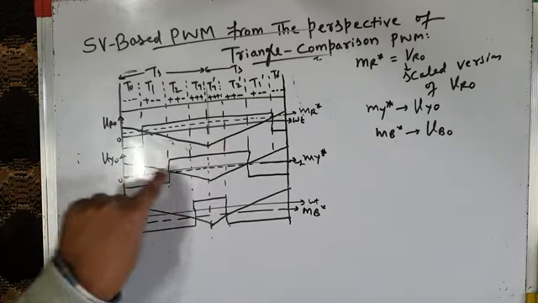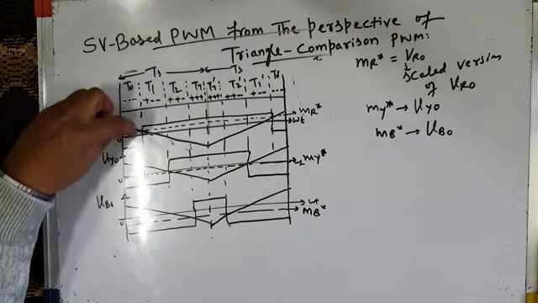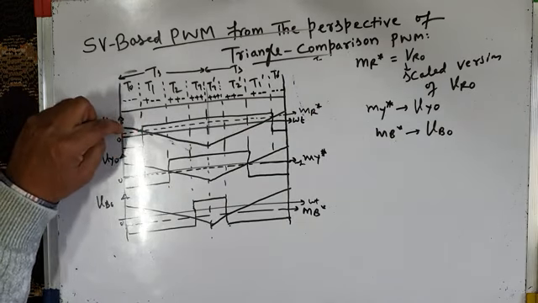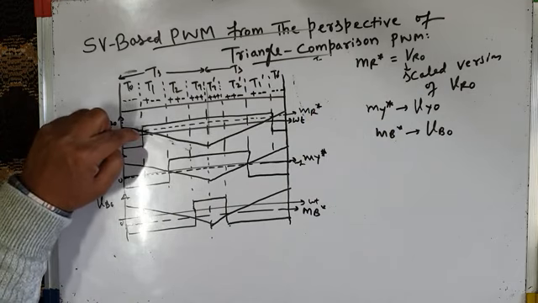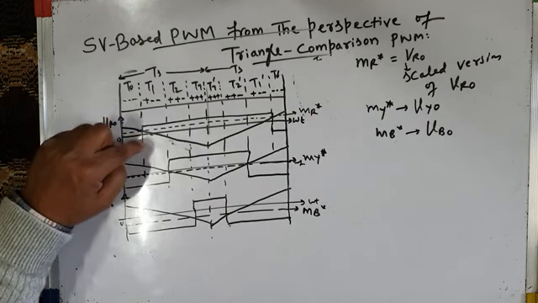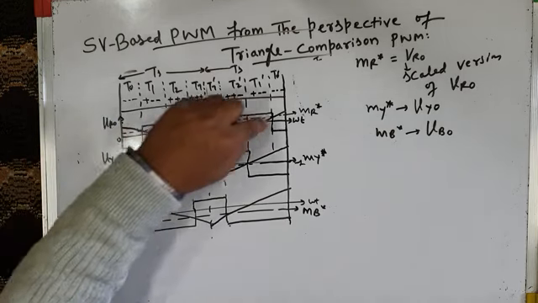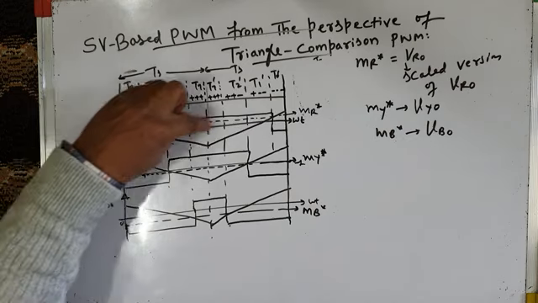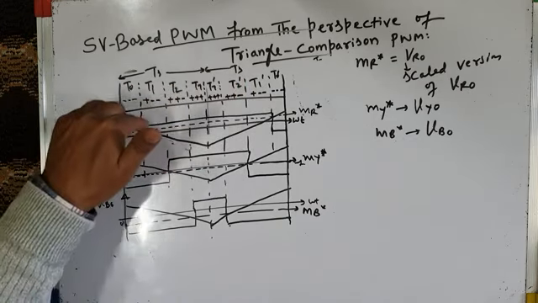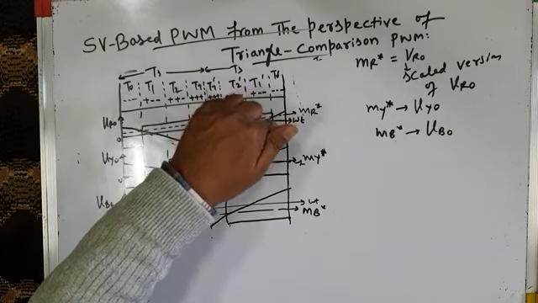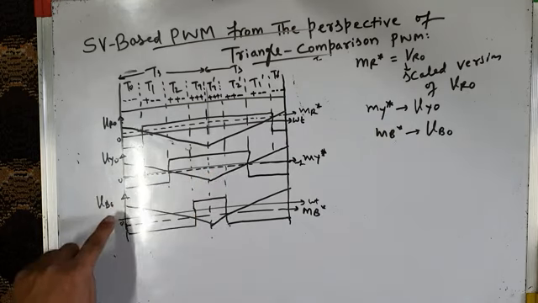We have the same triangular carrier wave, and this triangular carrier wave is compared with MR dash. We can see from this instant to this instant, the triangular carrier wave is higher in amplitude than modified modulating wave MR dash. So the bottom switch of phase leg R is on, and VRO is minus VDC by 2. Then from this instant to this instant, MR dash is higher in amplitude than the triangular carrier wave, and the top switch is on, and VRO is plus VDC by 2. Then here it's again minus VDC by 2. Same is the case with VYO, and same is the case with VBO.